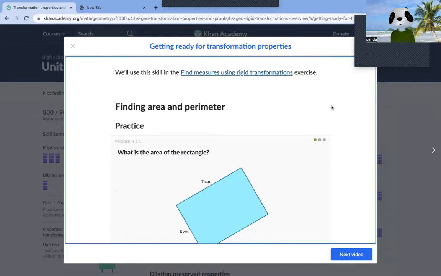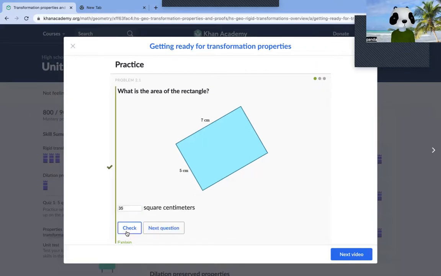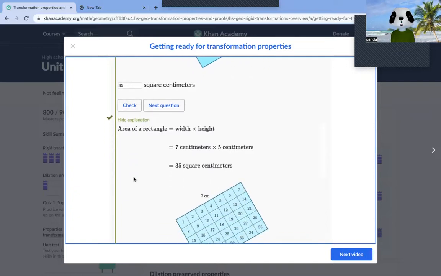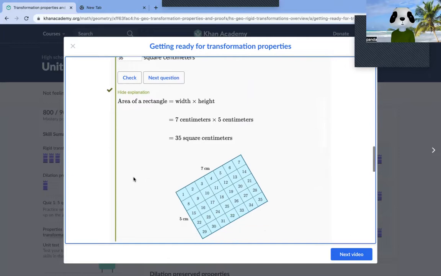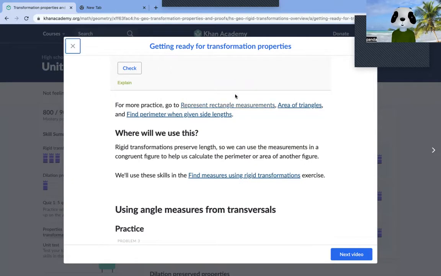Practice. What is the area of the rectangle? Okay, you already know that the area of a rectangle and square is base times height. So 7 times 5 equals 45. And we got it right. Just for kicks, I'm going to explain the explanation. So we already know that the area of a rectangle is width times height, and this is 7 centimeters times 5 centimeters, which is 35 square centimeters. That wasn't too bad, was it? Hold on, sorry.